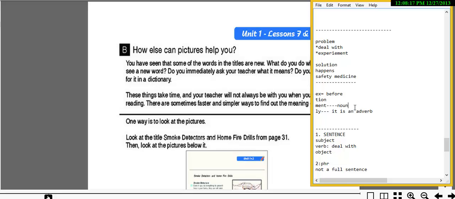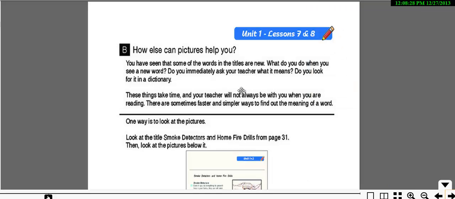All you really need to do is to actually look at the words and try to guess the meaning if you don't have a dictionary, which is what's going to happen in your real life. Anyway, these things take time and your teacher will not always be with you when you're reading. There are sometimes faster and simpler ways to find out about the meaning of a word.